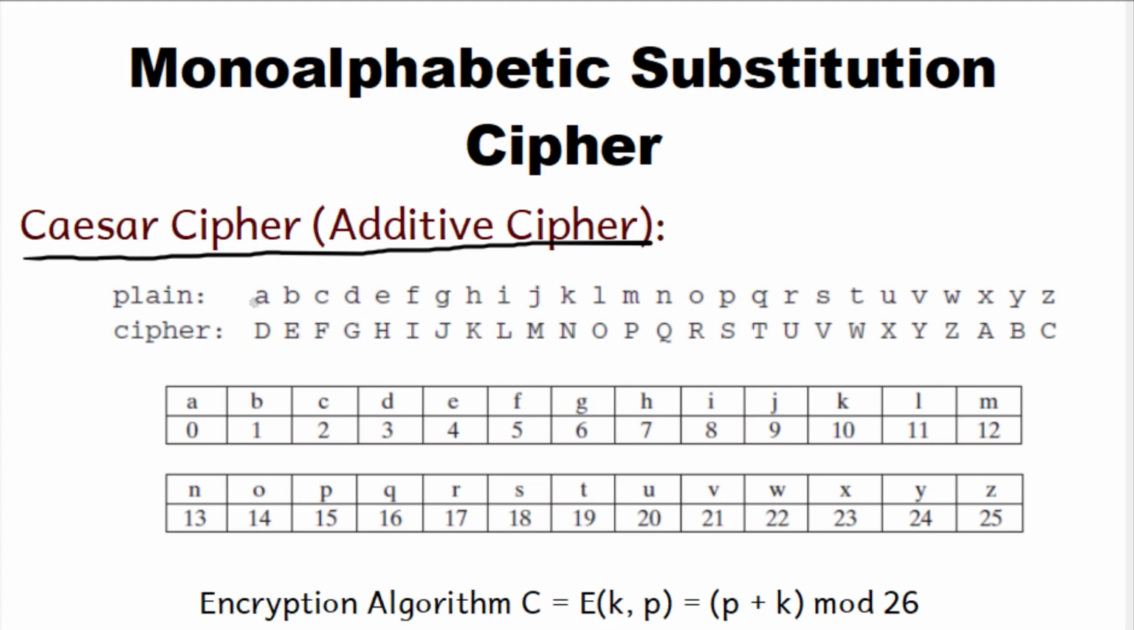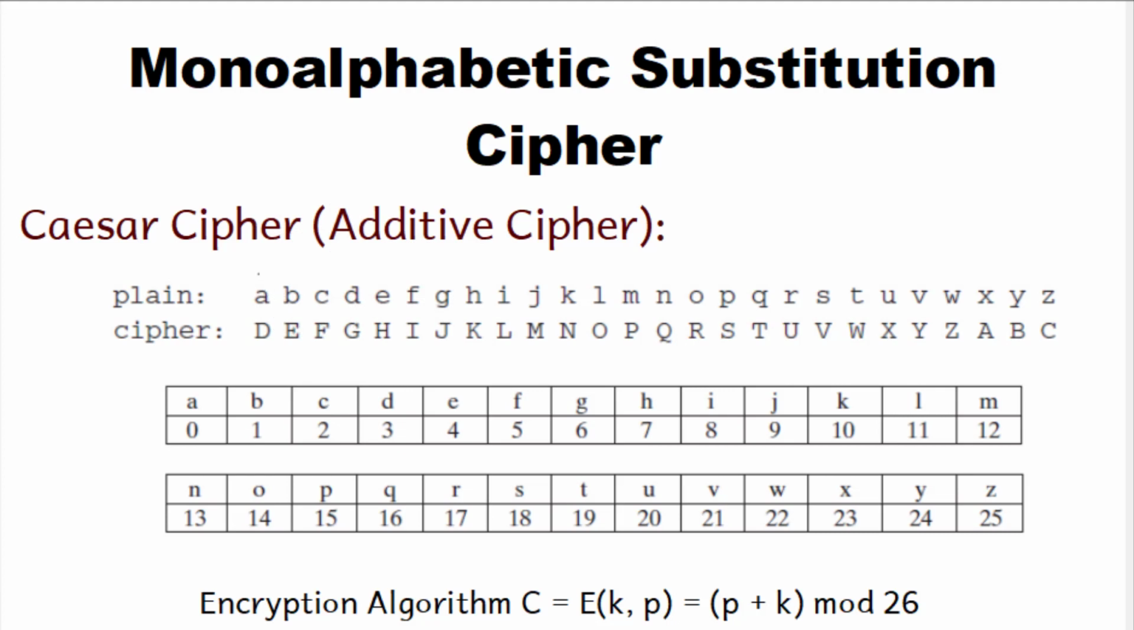First of all, we write the alphabets from A to Z. This is the plain text alphabet, A B C D to Z. For A we go 3 places down the line. So for A we substitute D, then B with E, C with F, and so on. Every alphabet goes 3 places down.